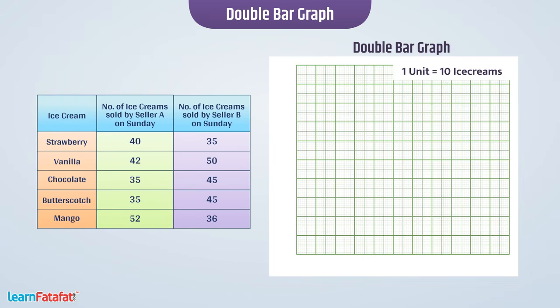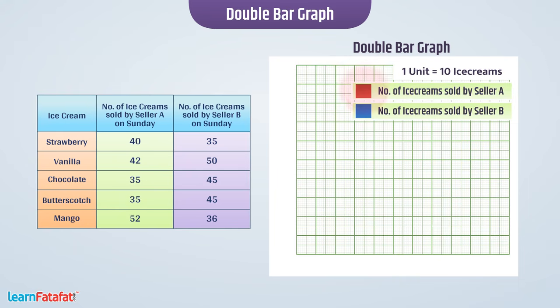Now, here we have to draw 2 bars. So, we must differentiate them so that we can read them easily. To do so, we can write legends like this. We can draw bar like this to show the number of ice creams sold by seller A on Sunday and bar like this to show the number of ice creams sold by seller B on Sunday. Let's draw the double bar graph.